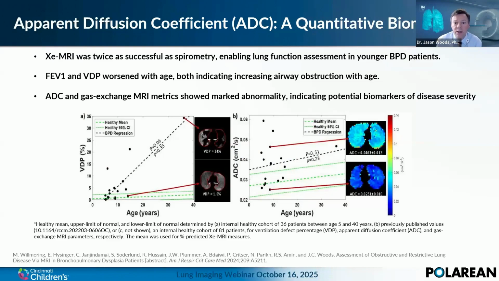So it turns out that ADC is a very quantitative biomarker of alveolar airspace size enlargement. This has been shown in multiple studies. Here we're highlighting one from our group where we've seen increases in both VDP and the ADC, the apparent diffusion coefficient in BPD, and the amount of variability is actually quite large among these patient groups. And so there's an individual personalized medicine aspect that can be realized.